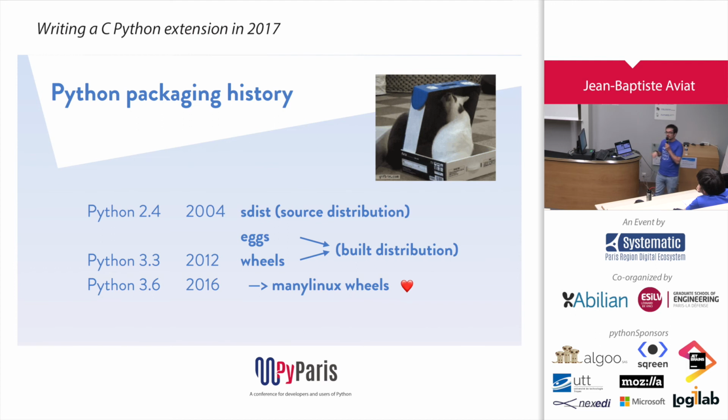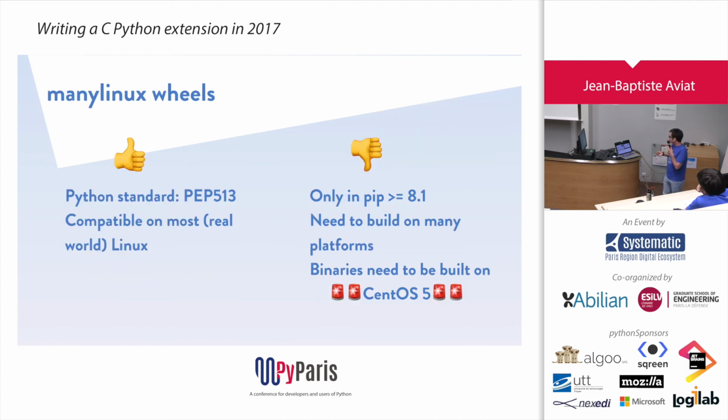So let's take a step back on the Python packaging history. In 2004, Python 2.4, who remembers, the sdist was born. All right, so that's source distribution along with the eggs that allow you to distribute a build program, okay? And we need to wait until 2012 to get wheels that allow you to ship a binary version of your program, okay? So a built version of your program.